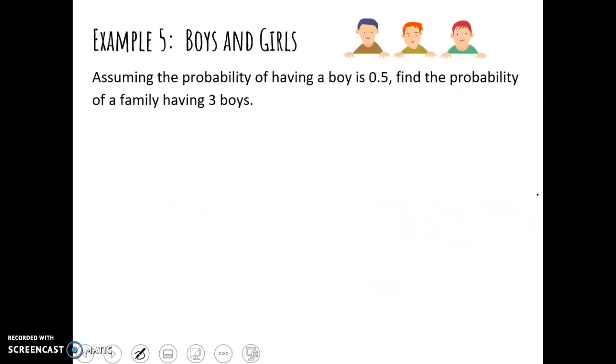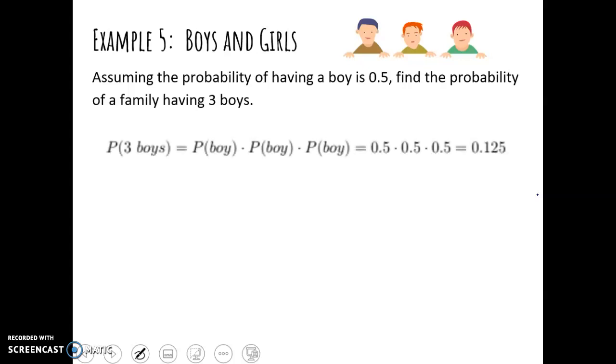Alright, assuming the probability of having a boy is 0.5, find the probability of a family having 3 boys. So why don't you pause the video and try this one. Okay, for this one, for probability of 3 boys, you find the probability that the first one's a boy, the probability that the second one's a boy, and the third one's a boy. Each pregnancy is independent of the other, so the probability for each is 0.5 because of what we set up here. So 0.5 times 0.5 times 0.5 is 0.125. So the probability of a family having 3 boys is 0.125.